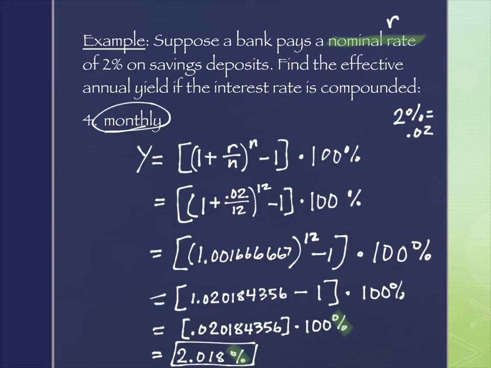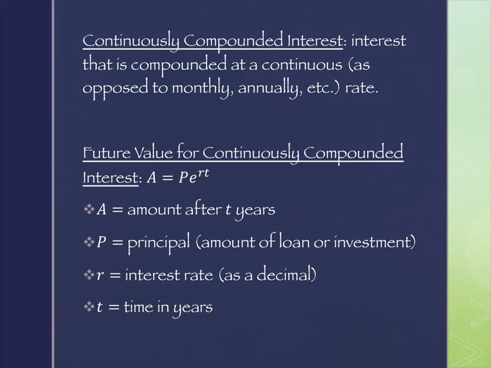Okay, there's one more type of compound interest, and this is called continuously compounded interest. This is interest that compounds continuously, as the name would suggest, as opposed to monthly, annually, etc. We're going to see an example of this in a minute where you can see how it's used. But it does have a formula. You may have seen this before. This would be something that happens in Algebra 2 in high school. This is the future value for continuously compounded interest. The A, the P, the R, the T, they are all the same definitions as before. This is A equals P times e to the rt.